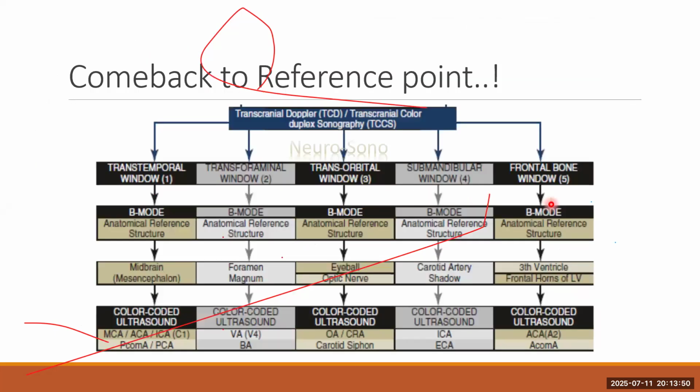So the main point which we need to remember is, if we are lost in any of the windows, we need to come back to the reference point. The reference point being the midbrain in the transtemporal window, the foramen magnum in the transforaminal window, the eyeball and the optic nerve, which is visualized in the transorbital window, and the mandible and the carotid artery shadow in the submandibular window.